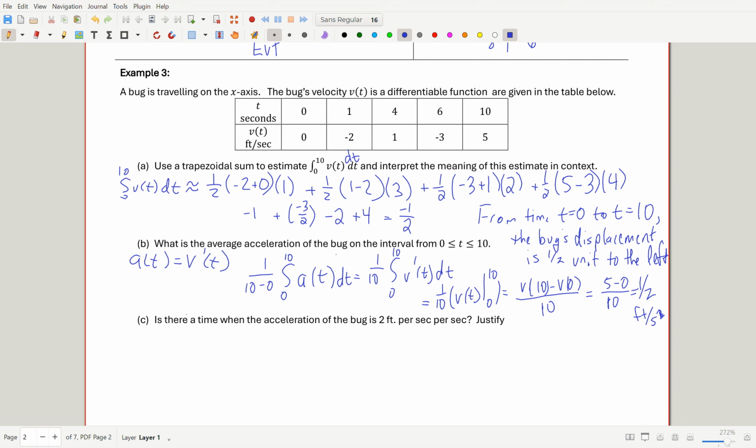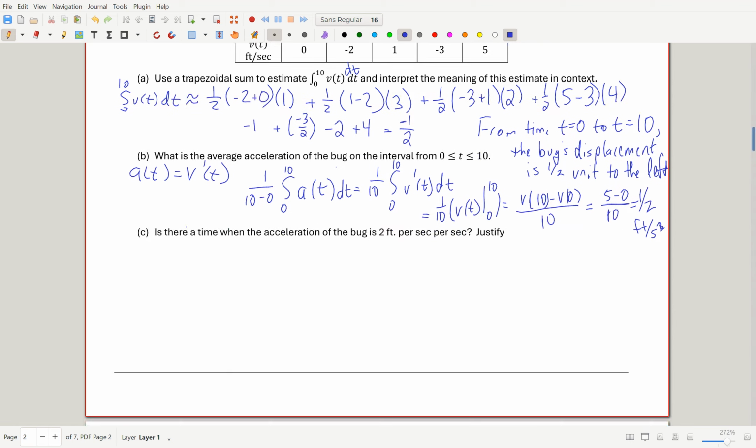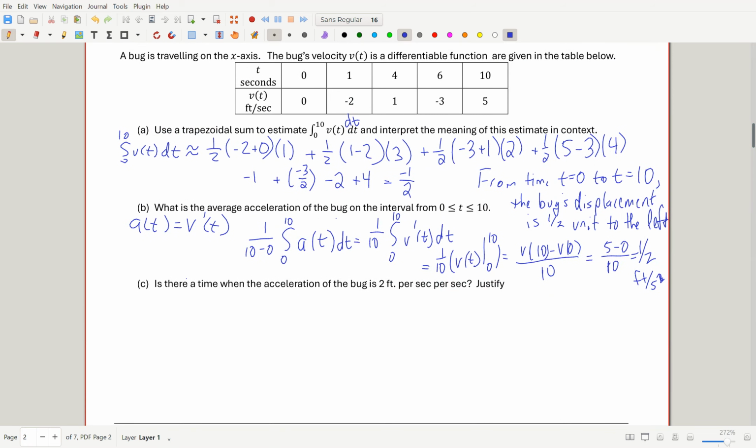All right. Letter C, and I think this is where we will stop, at least with the notes for today. Yeah, and we'll do the calculator active one tomorrow.